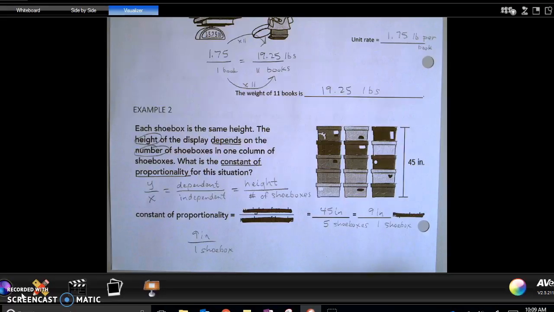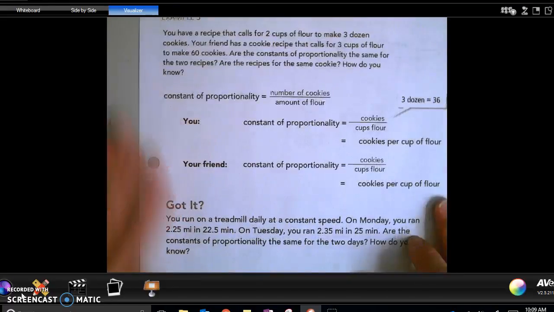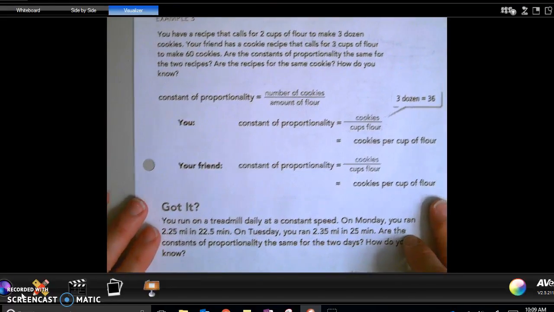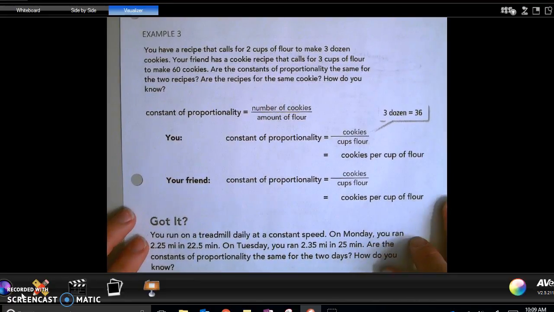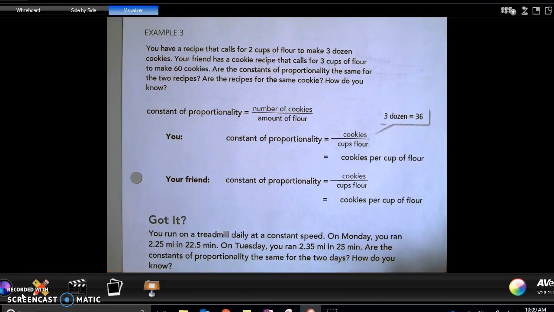I think you're getting the hang of it, so let's flip over and try some more examples on the back. Example 3 is a baking question. You have a recipe that calls for 2 cups of flour to make 3 dozen cookies. Your friend has a cookie recipe that calls for 3 cups of flour to make 60 cookies. Are the constants of proportionality the same for the 2 recipes? Are the recipes for the same cookie?